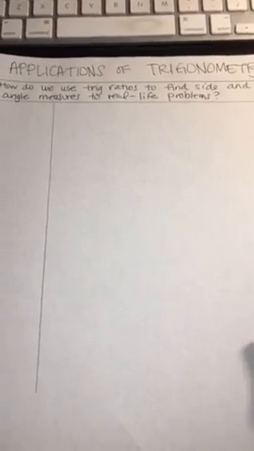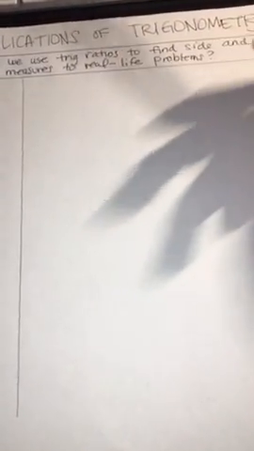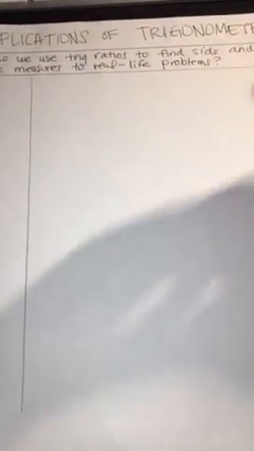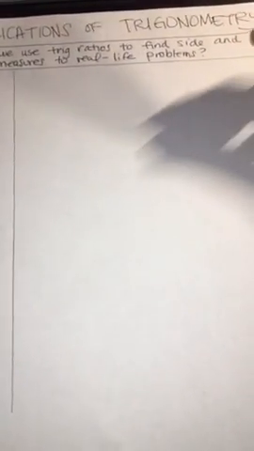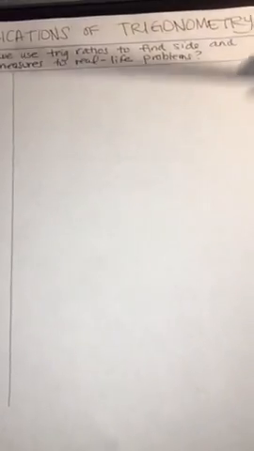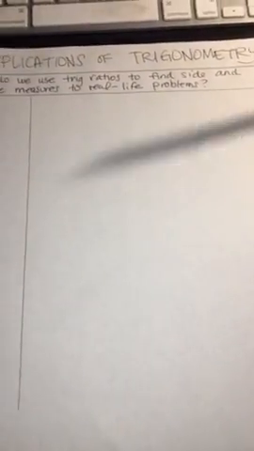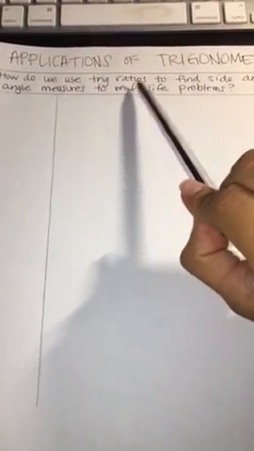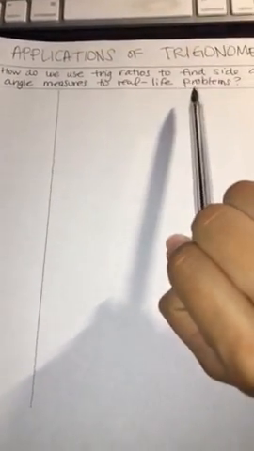So these are the notes that you guys should have copied so far, or not the notes, but our LEQ and our topic. Now we're going to start applying trigonometry to real world situations. So what does this mean? You're probably going to see a word problem. I know it's your favorite, so I just couldn't leave it out from our trig section. Question is, how do we use trig ratios to find side and angle measures to real life problems?